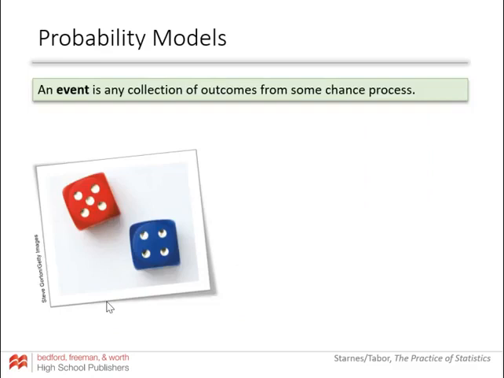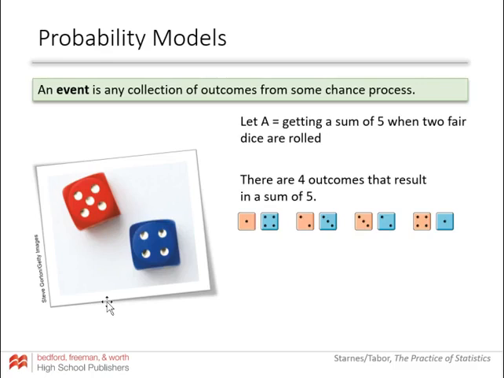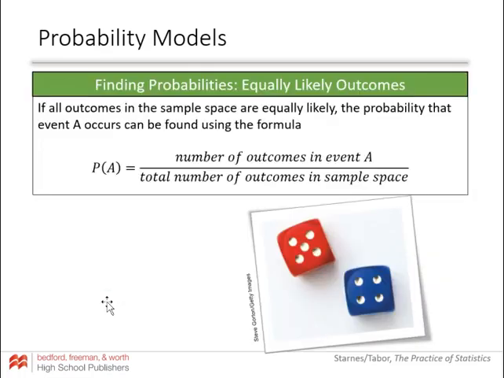All right, so an event in probability is any outcome that could happen. So we can define an event as anything we want as long as it is a possible outcome. We're going to say that event A is getting a sum of 5 when two fair dice are rolled. In that sample space, there were 4 different ways to get a sum of 5. So that means the probability of event A is 4/36. Written out in formula form, that's what it looks like.